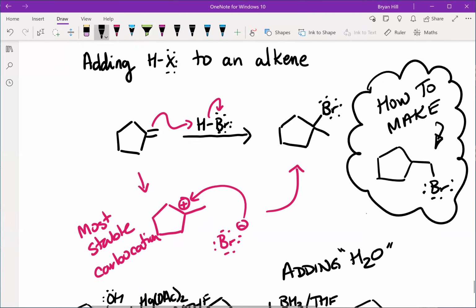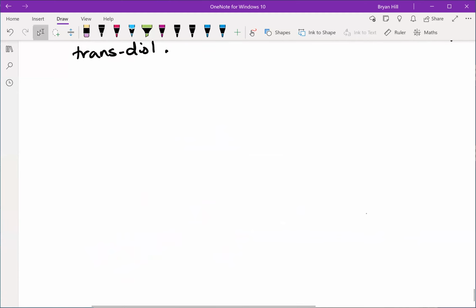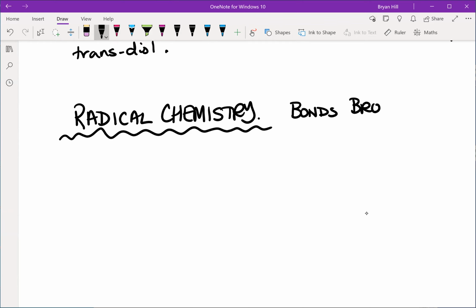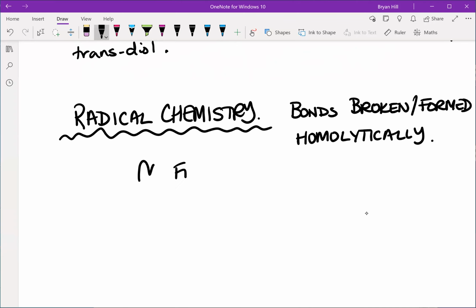And the fun part is that this is going to be some radical chemistry. So remember, in radical chemistry, the bonds are broken/formed homolytically. So we are going to be using fishhook arrows.